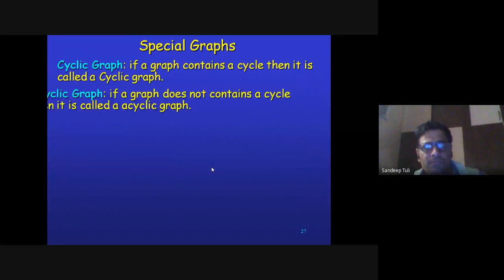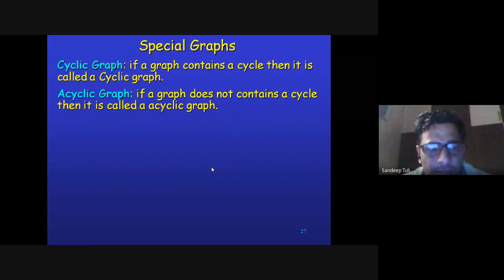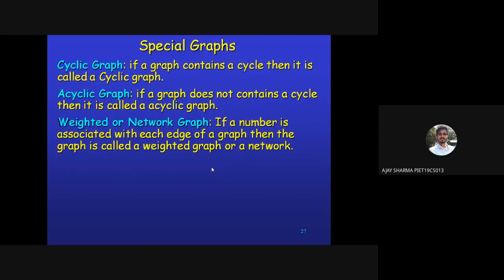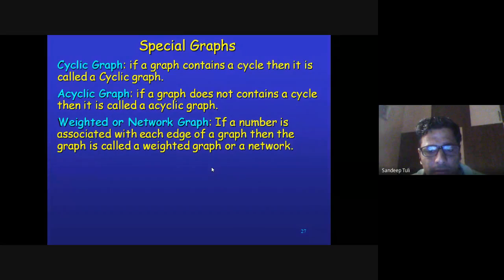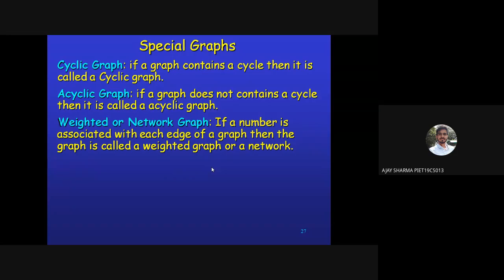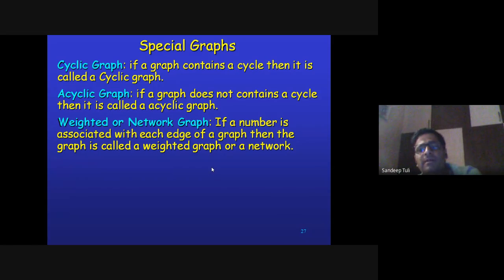Now, कुछ terms हैं. Cyclic graph: if a graph contains a cycle, then it is called a cyclic graph. Acyclic graph: if the graph does not contain any cycle, then it is called an acyclic graph. ये important terms हैं. Sir, if a graph does not contain a cycle, then can we call it a tree, sir? Yes, definitely it will be a tree.